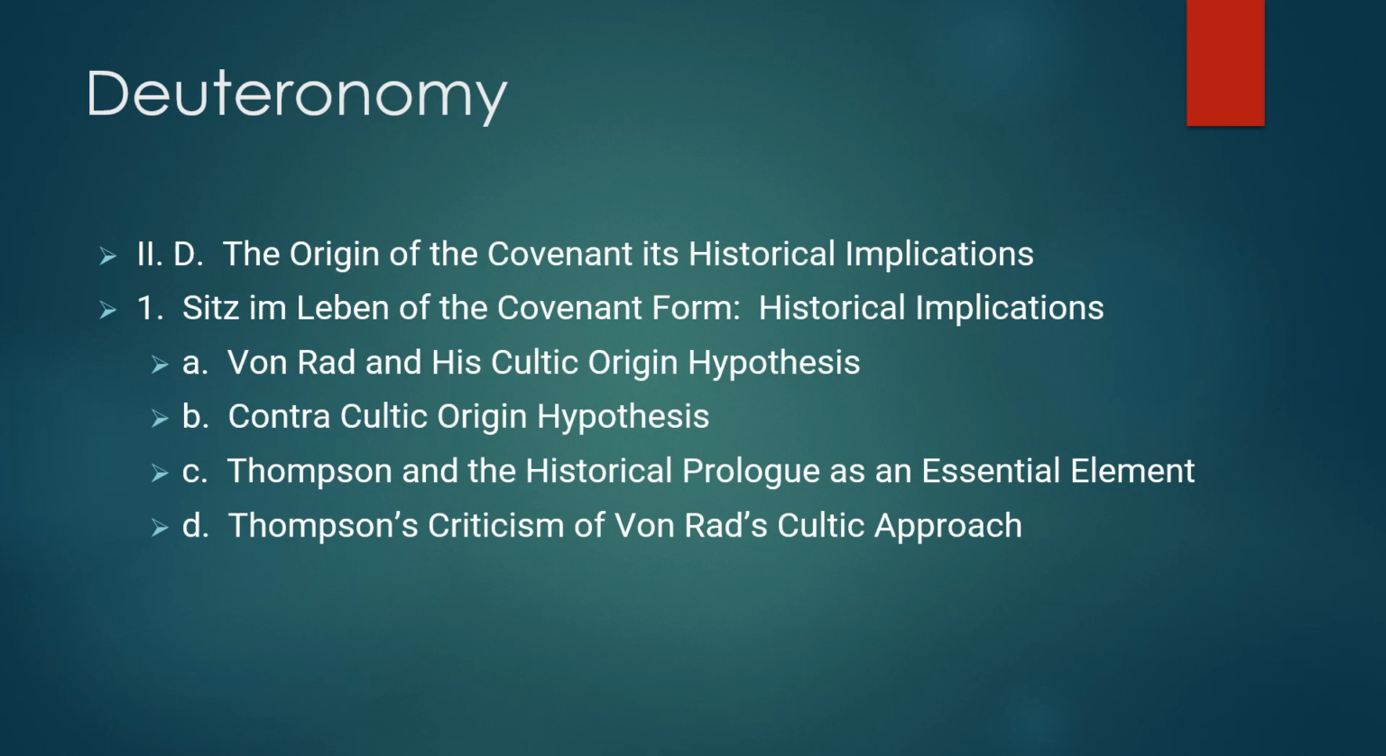Thompson goes on to say, quote, "Von Rad does, of course, take note of the historical recital of the Sinai event when he discusses Deuteronomy and Exodus chapters 19 to 24. But for him, this historical narration is merely a cultic legend of very doubtful historicity." End quote. There you see there's an enormous difference. That historical summation for von Rad is a, quote, cultic legend of doubtful historicity, end quote.